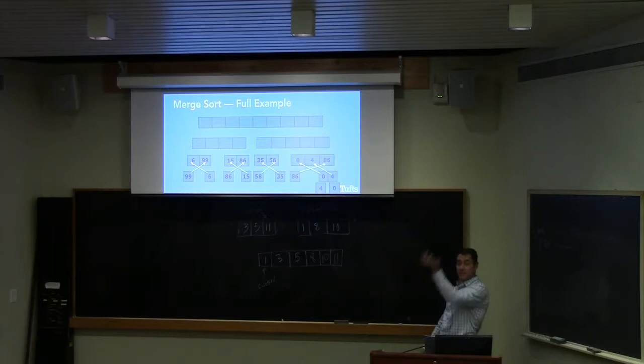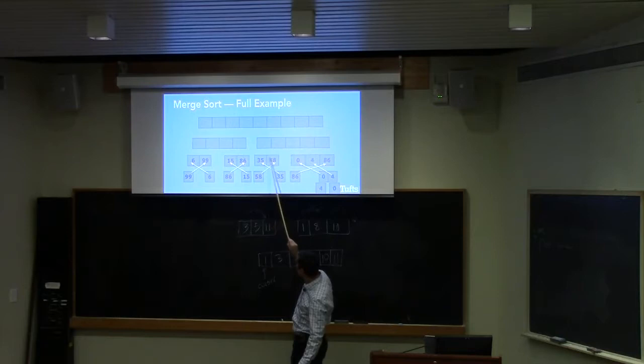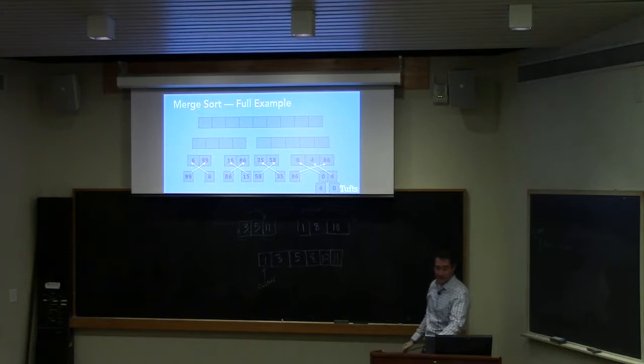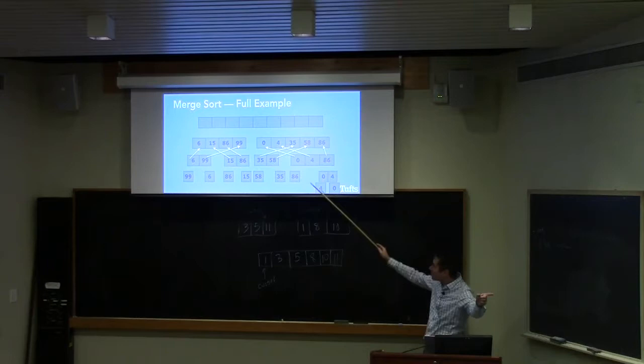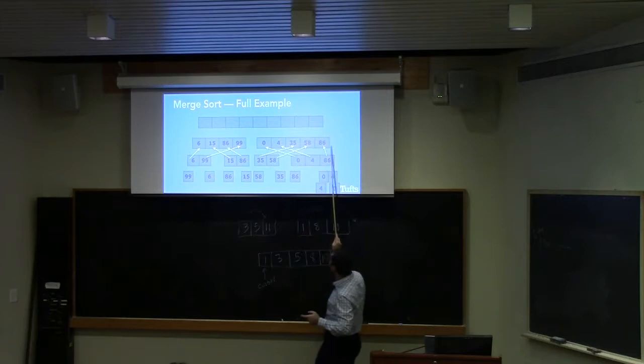And then we're just going to keep merging back up. The 6 and the 99 get merged with the 15 and the 86. 35 and the 58 get merged with the 0486, and this is the algorithm we figured out. And then there's one more merge step that happens. This list of four gets merged with this list, and the arrows go all over the place here. But that's what happens.